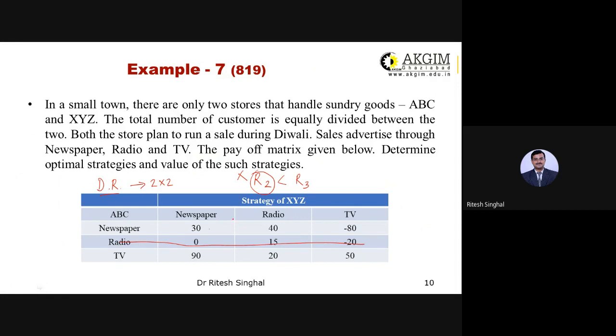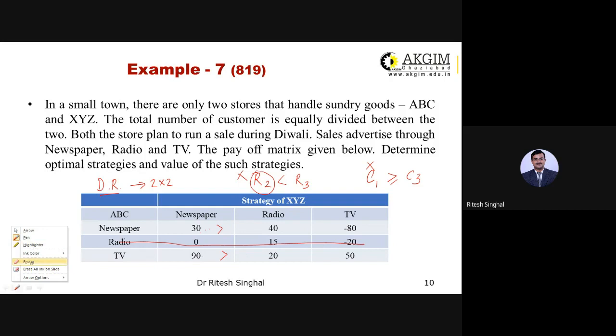Now compare column wise. Take the first two columns, 30 and 40. 40 is greater. 20 and 90, 90 is greater. So no comparison. Compare the second and third column. 40 is greater than this, but 50 is greater than this. No comparison possible. Try another combination for the first and third column. So 30 is greater than 80, very good. 90 is greater than 50, very good. So we can say C1 is greater than or equal to C3, and we can remove C1 here.